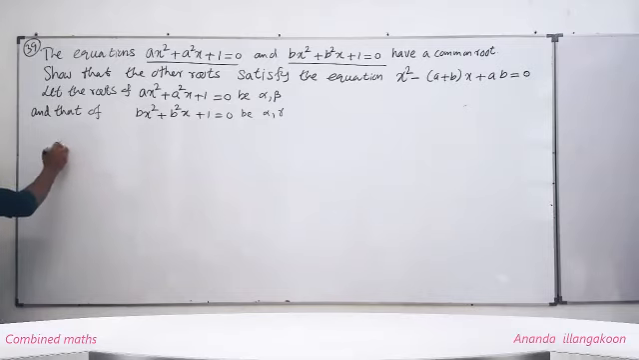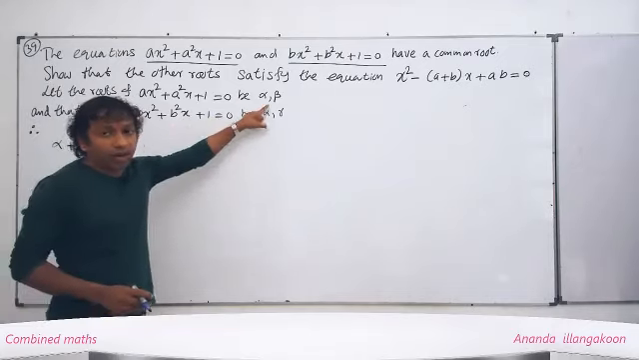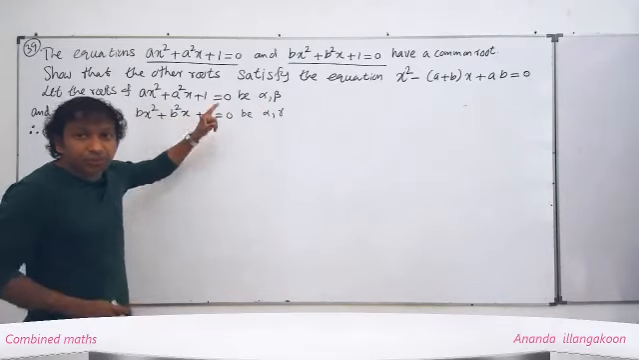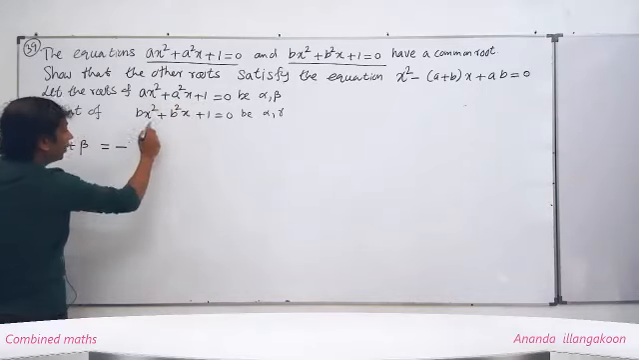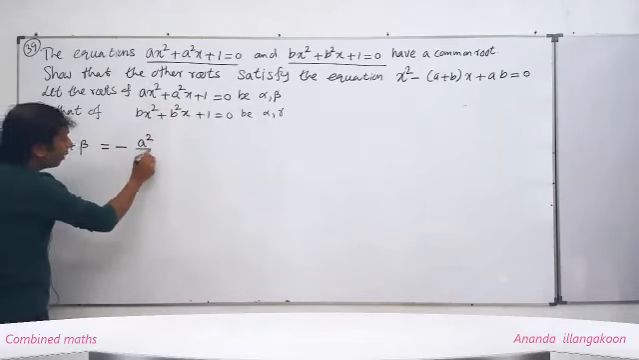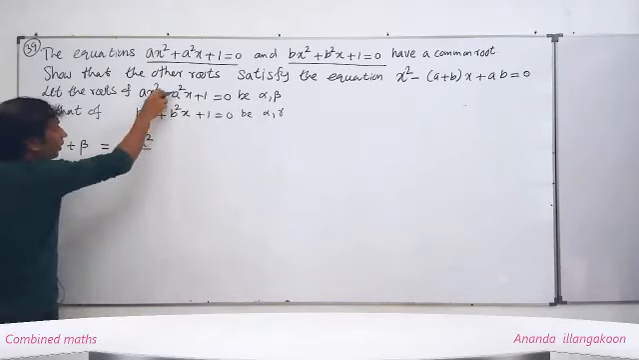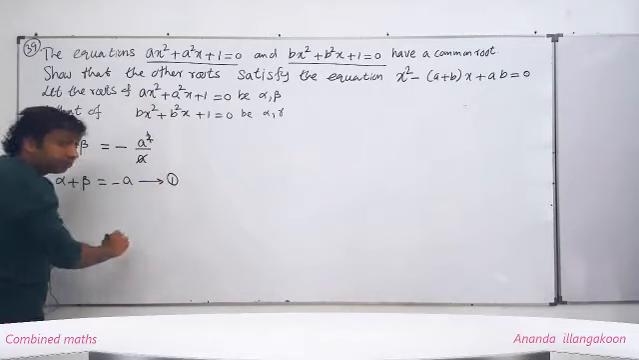Therefore, alpha plus beta. People, alpha, beta are the roots of this equation. They are sum of the roots. How to write? Minus x coefficient, what is x coefficient? A squared, divided by x squared coefficient, what is that? A. We learned this, huh? Right. A you can cancel out with this. Then we get alpha plus beta is equal to minus a. This is number one. Keep like this, huh?